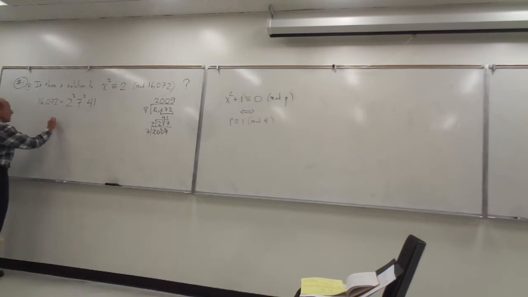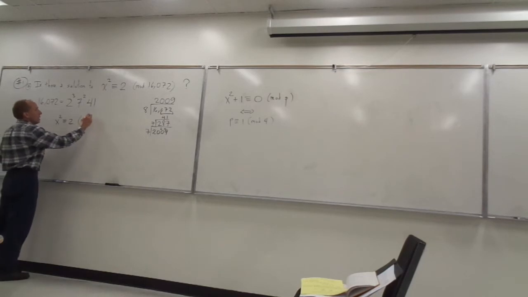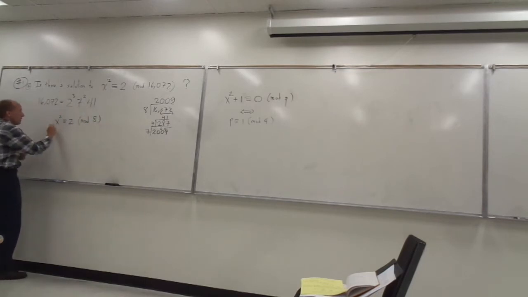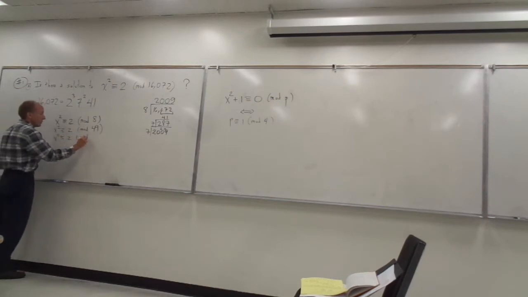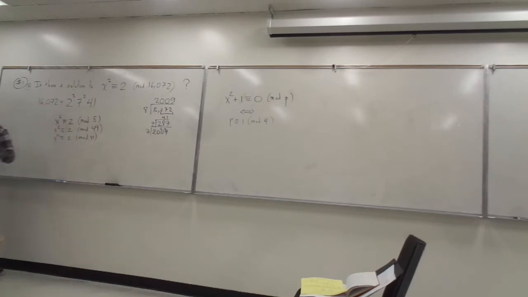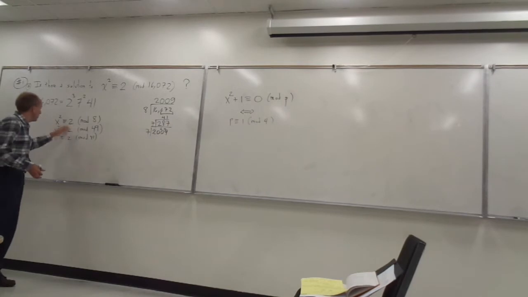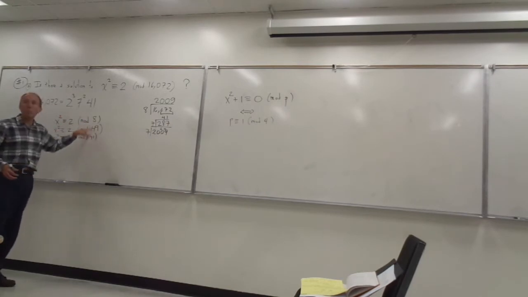Okay, we could certainly look at this congruence mod 2 cubed, which would be 8, and we could look at it mod 49. And then we can look at it mod 41, right? All 3 of these mods. If we could find a solution that satisfies each of these, then by the Chinese remainder theorem, that same value of x squared would satisfy the same congruence modulo the product of these mods.